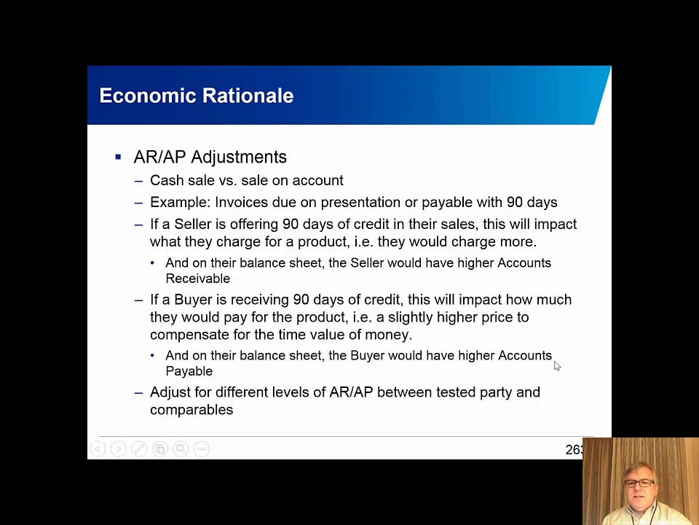Similarly, on the seller side and the buyer side, if the buyer's receiving 90 days of credit, so suppose I'm buying something, I get 90 days of credit, because that value of those 90 days is going to get reflected in my COGS. I'm going to pay a slightly higher price in order to get a product that comes along with 90 days of credit. So we can see how these things are going to be affecting the income statement and effectively the balance sheet also, because we're going to have different levels of accounts receivable and accounts payable. Going into the details of that is going to be the topic of another video.